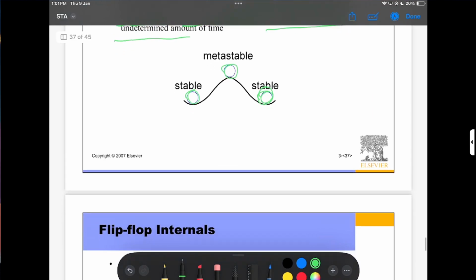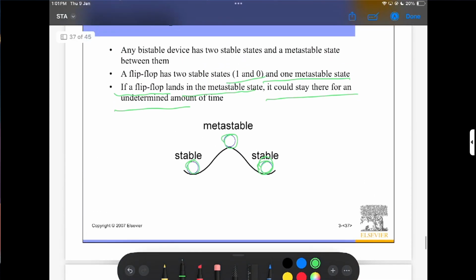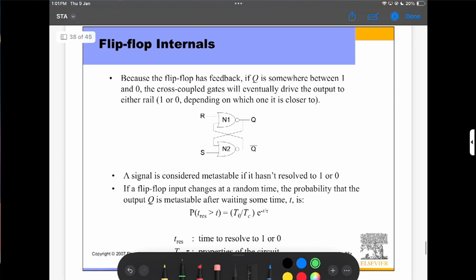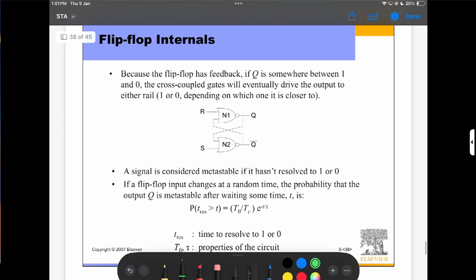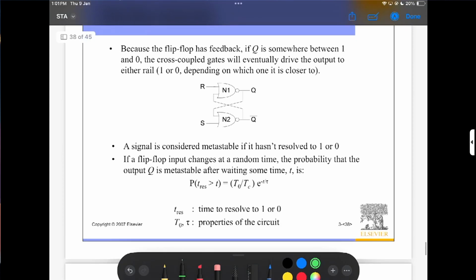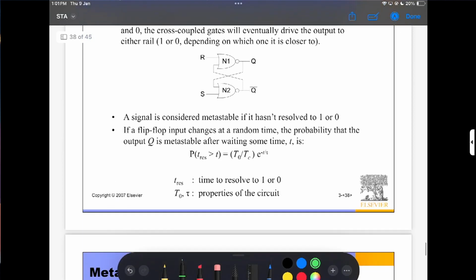Okay, undetermined amount of time, so it will hold the metastable state. If the flip-flop lands in the metastable state, it could stay there for an undetermined amount of time. Because the flip-flop has feedback of Q somewhere between 1 and 0, the cross-coupled gates eventually drive the output to either rail, 1 or 0.